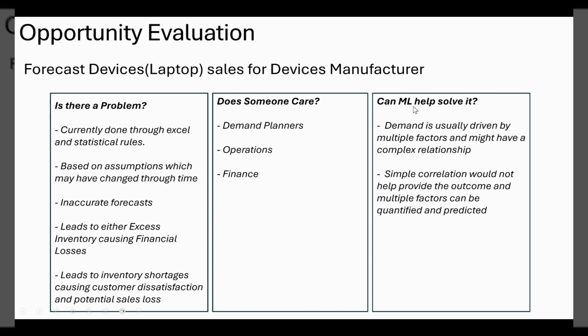Now, the third step was, can machine learning help solve it? We think there is a complex relationship between the factors and the features that we have identified impacting demand, but it cannot be solved through a simple correlation. And that is something that machine learning can identify a relationship with, and that is something we think machine learning can help solve.